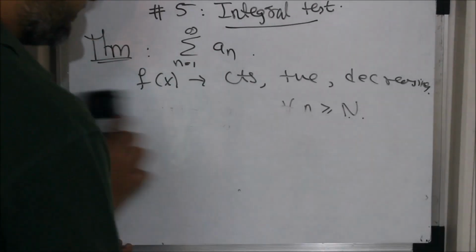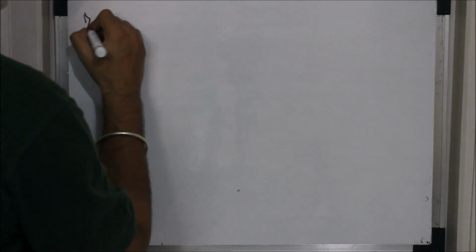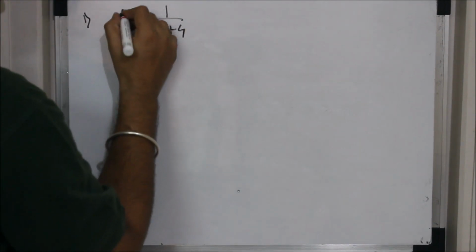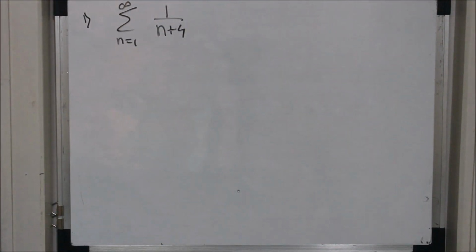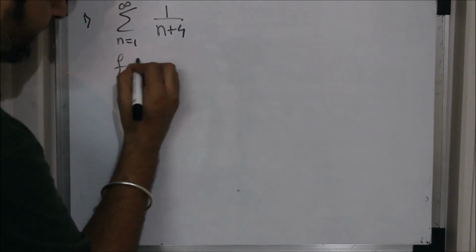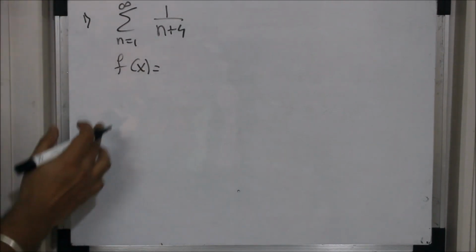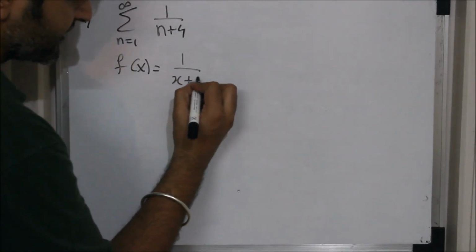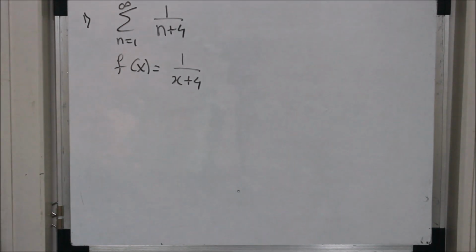Now let's take some examples. So suppose I take summation 1 upon n plus 4, n running from 1 to infinity. I want to see whether this is a convergent or a divergent series. So what you do is, you try to define a function. Usually what we do is, we replace our n by x, and whatever we get, we call that a function. So you take f of x to be this.